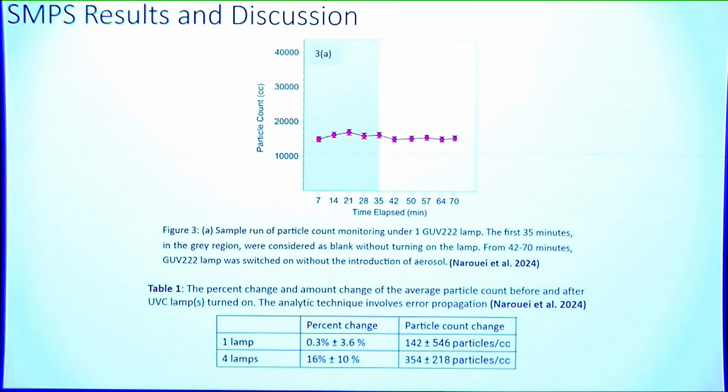But here in Table 1, we listed the exhaustive data for both scenarios for the percent change and the amount change of the average particle count before and after the lamp turned on. Again, notice for the 1-lamp situation, the level change before and after the lamp turn on is very small, almost no change. However, for the 4-lamp scenario, there's about a 16% level increase after the lamp turn on.